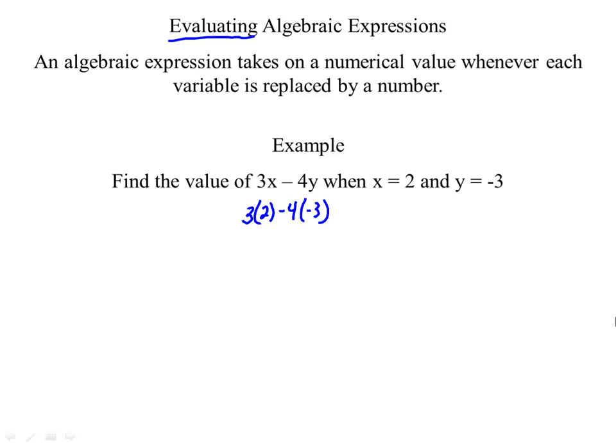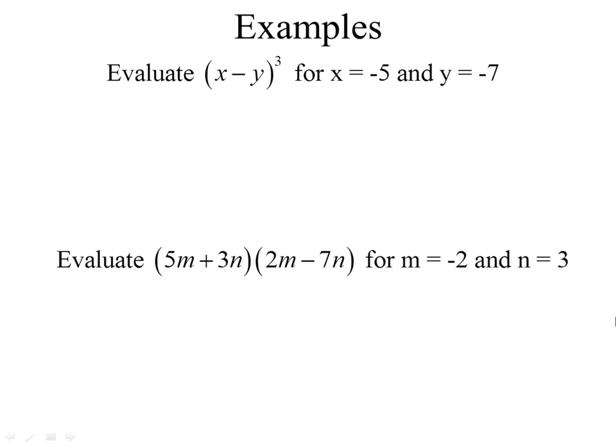So here we're going to multiply. 3 times 2 is going to be 6. Negative 4 times negative 3 is going to be a positive 12. And you're going to get 18. All right, you try it.